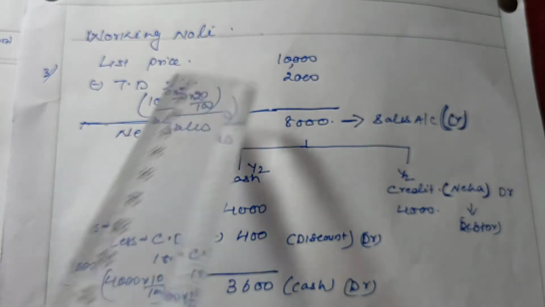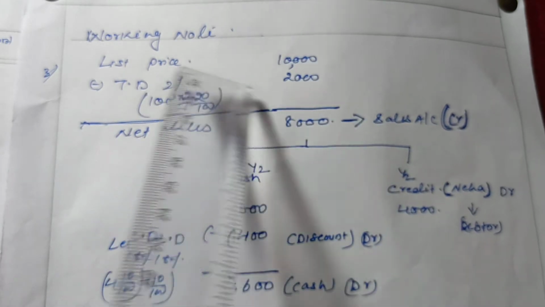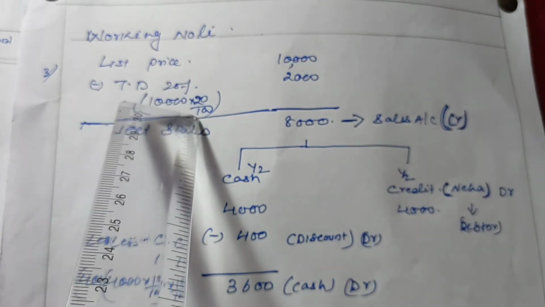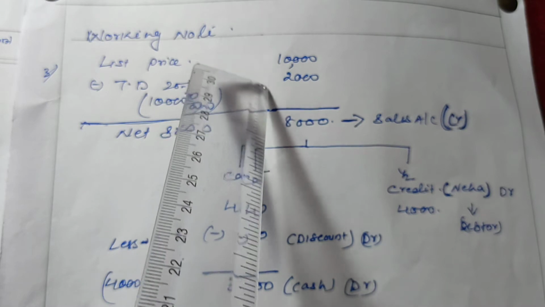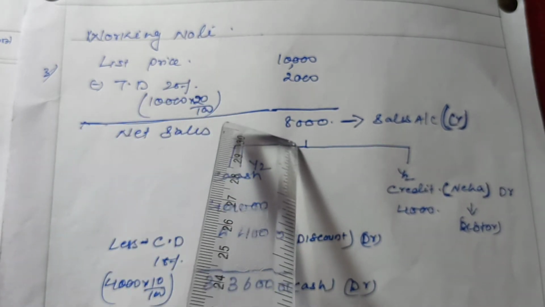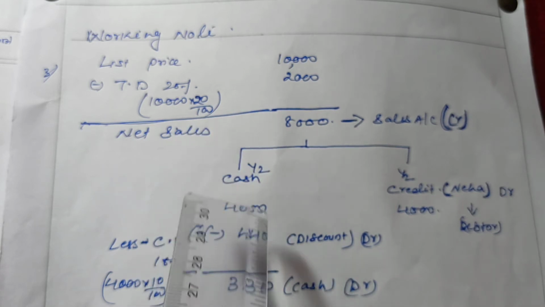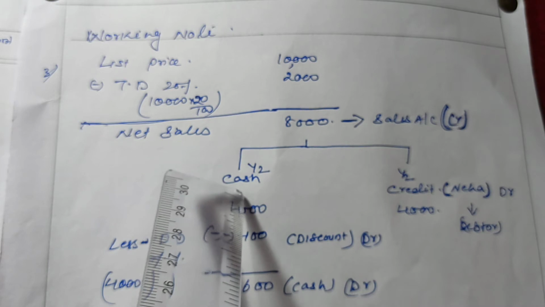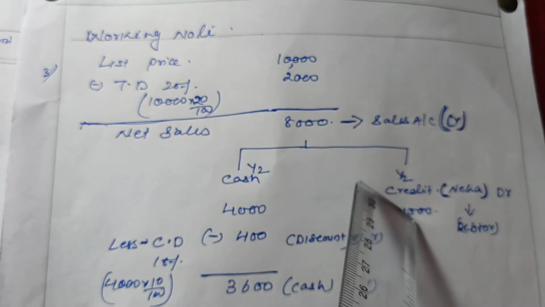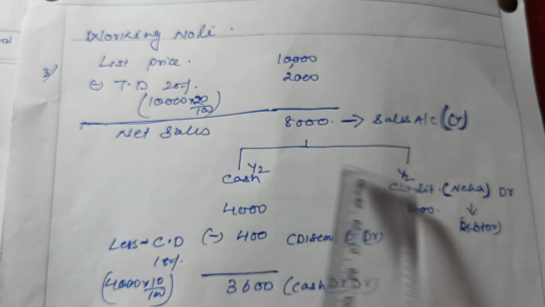So list price is 10,000, trade discount 20% means 10,000 into 20 upon 100, 2,000, that we are deducting. So what is our net sales price here? 8,000. In the question it is given, he paid half the amount in cash. That means half of the sale is in cash and half of the sale is in credit. So whenever half payment is given, you divide cash and credit.